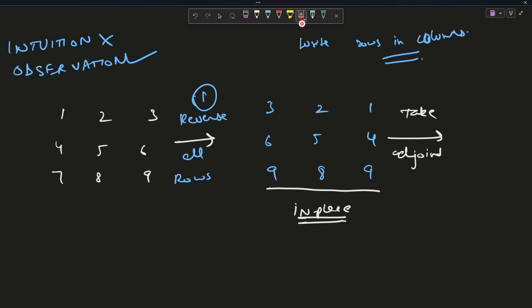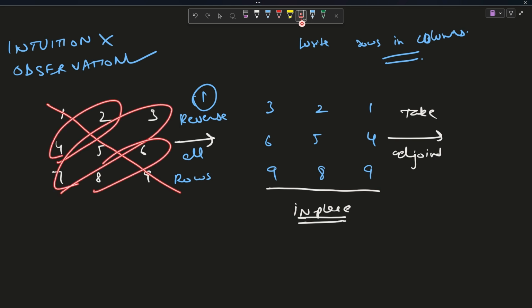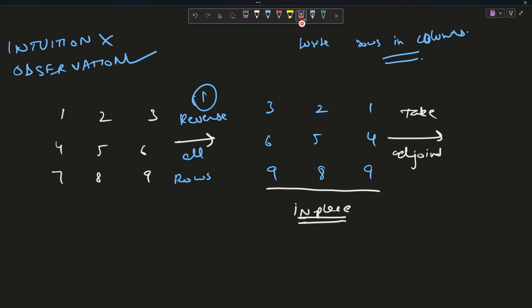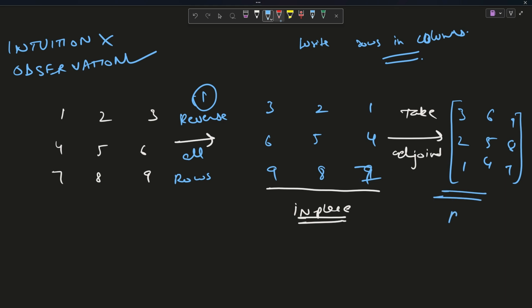That is what will happen. You will keep your diagonal elements as they are, and you will swap these pairs. That is 7 and 3, 4 and 2, 8 and 6. So what will happen? 2 will come here, 4 will come here, 3 will come here, 7 will come here, 6 will come here, 8 will come here. This is adjoint, right? Very simple. After taking adjoint, 3, 2, 1, 6, 5, 4, 9, 8. This was 7 here actually. 7. This is our adjoint of the matrix, right? Now, if you see, this is the perfect answer.